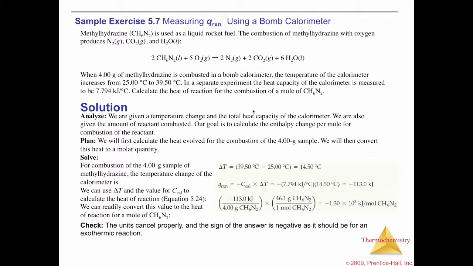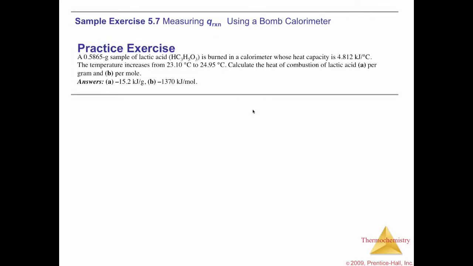For practice, a 0.5865 gram sample of lactic acid is burned in a calorimeter whose heat capacity is 4.812 kilojoules per degree Celsius. The temperature increases from 23.10 degrees Celsius to 24.95 degrees Celsius. Calculate the heat of combustion of lactic acid per gram and per mole.